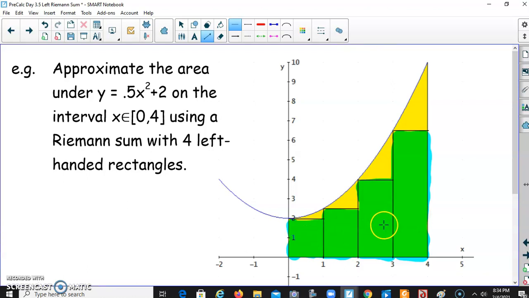If I could add up the area of all 4 of those rectangles, I would be pretty close, but I would have an under approximation to the true area under the curve, because you can see the yellow spaces that I would be missing. Now next I'm going to name these rectangles. I'm going to call this one a sub 1, the second one a sub 2, the third one a sub 3, and the last one a sub 4.